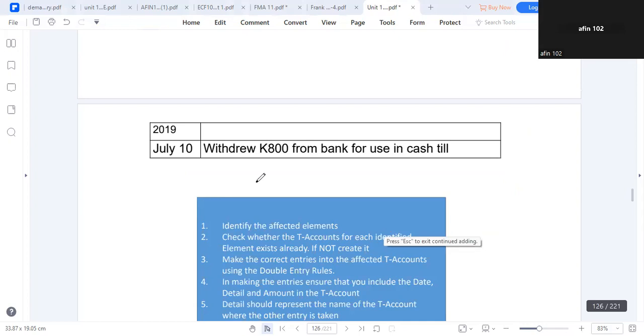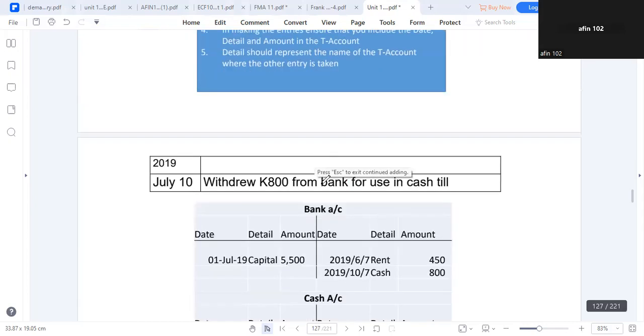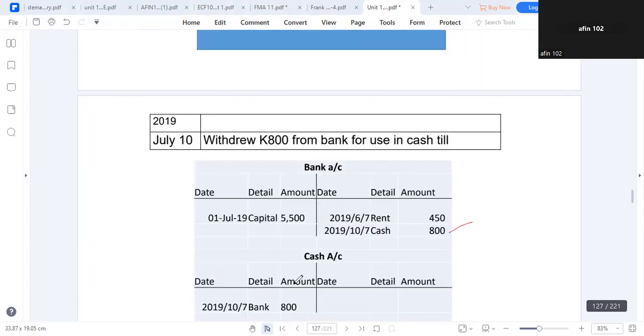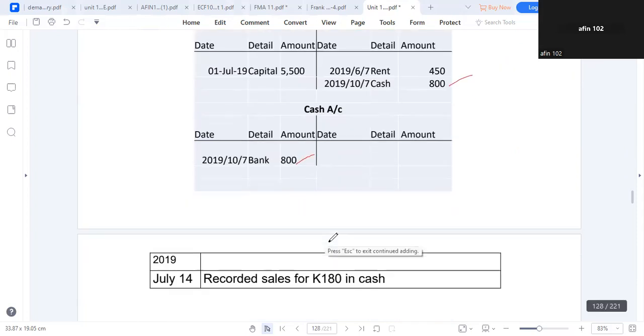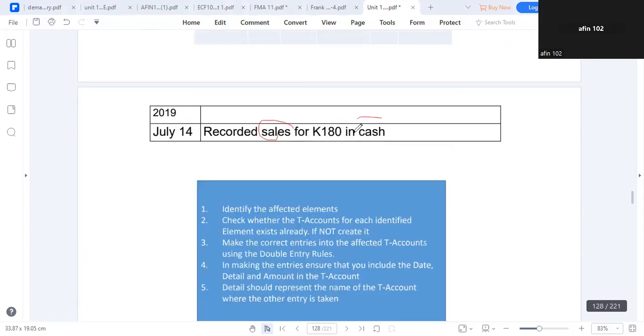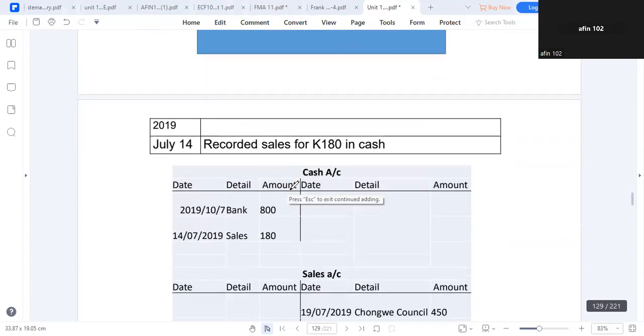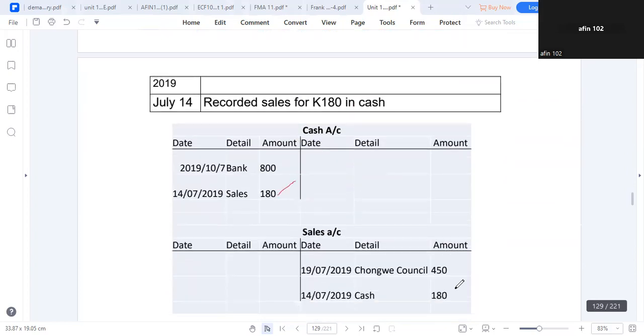A mark. Withdrew cash from bank, 800. So the cash is receiving, the bank is giving out. So where there's bank, we're going to credit it. The cash too is receiving 800. This is called a contra entry happening within the business. So recorded sales of 180 for cash. So we got the sales in the cash account. So cash is receiving 180, the sales account, we are crediting.